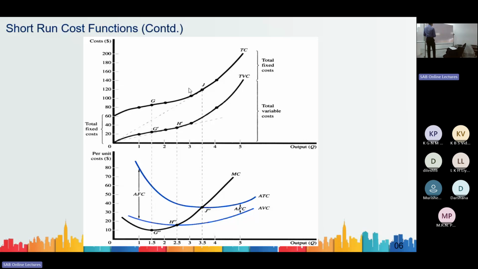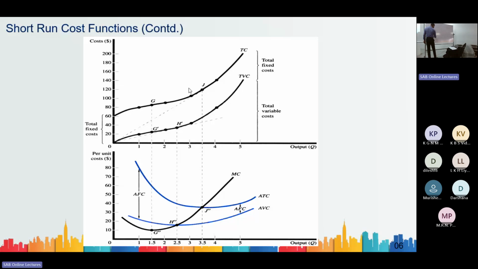Next we have the total variable cost. Total variable cost starts from 0 because when producing 0 unit of output, labor input is 0. Therefore, labor cost is also 0. So in our simplified model, total variable cost is the labor cost. So when producing 0 unit of output, labor cost is 0. Therefore, we have to start the total variable cost curve from 0, from the origin.